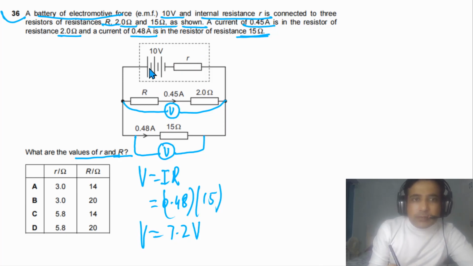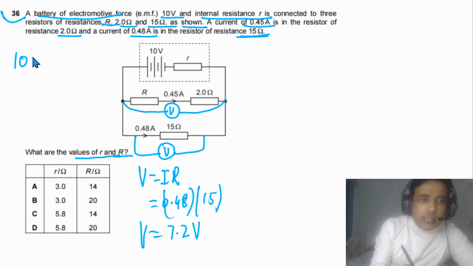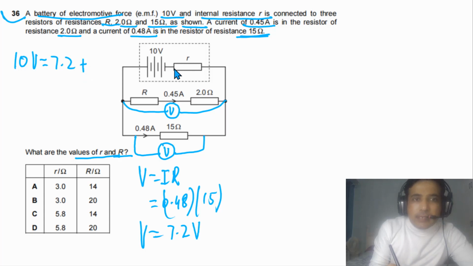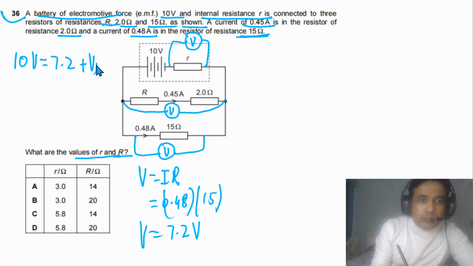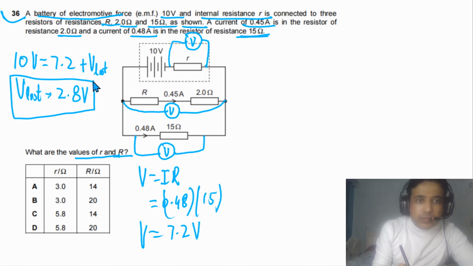Now if we look at this battery and internal resistance, we can also say 10 volts has to be equal to 7.2 plus the PD across this one, meaning the V lost in the internal resistor. So we can say this one is V lost. From here, V lost will be equal to 10 minus 7.2. It means this will be equal to 2.8 volts. So we have the value of V lost as well.